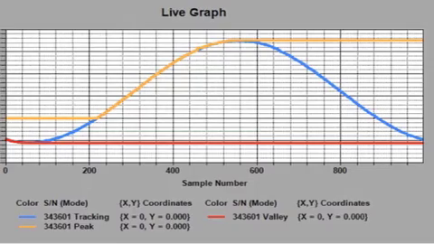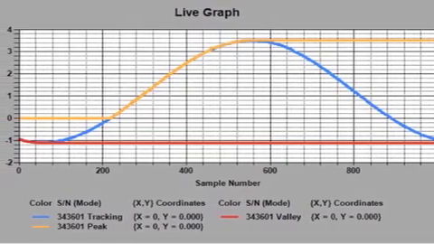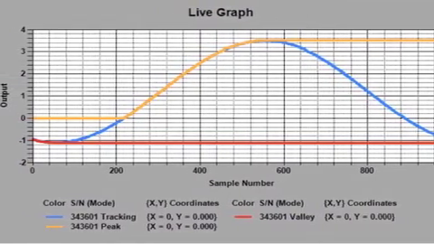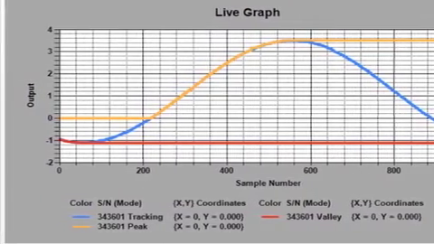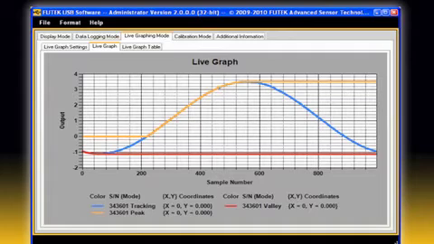As you can see from this screenshot, the live graph allows the user to view the data graphically. You can view multiple plots for the tracking, peak, and valley on the same screen. There's also a live graph table, which I'll show in the next slide. It displays a table containing the sample number, the number of samples in each packet, the actual ADC values, and the tracking, peak, and valley values, as well as the date and time.